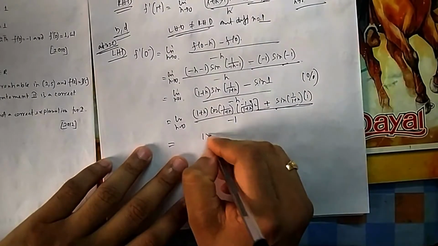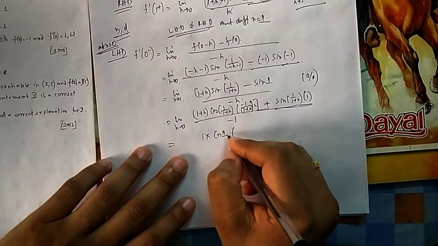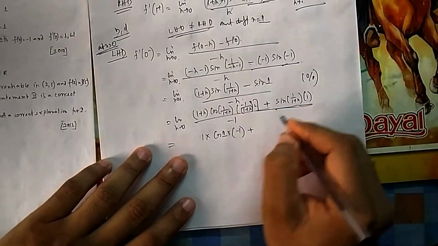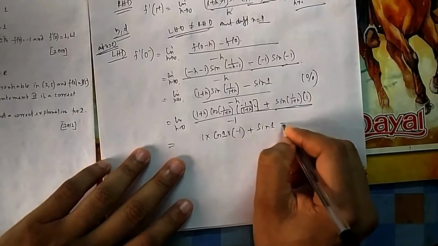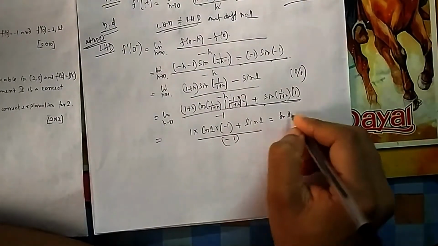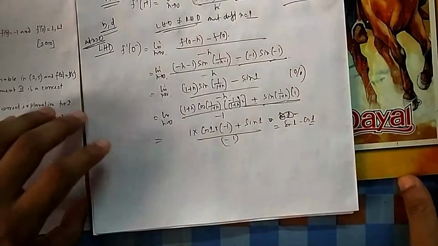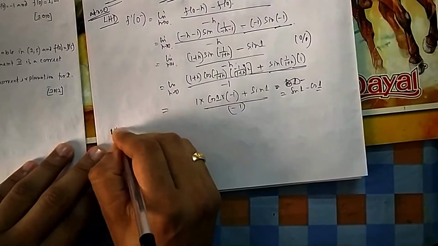It is 0, then it is 1. It is 0, that means cos 1. It is 0 means minus 1. And it is 0 means sine 1. So it is sine 1 minus cos 1 divided by minus 1. So it will be sine 1 minus cos 1.